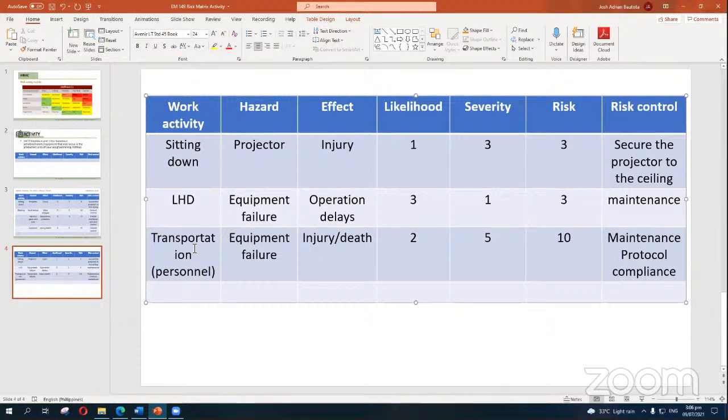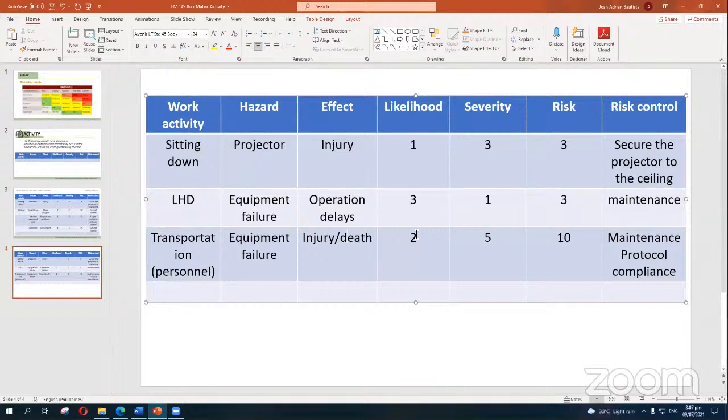Tapos yung isa pang hazardous activity, yung transportation ng personnel, yung elevator. Parang nakita ata ito nung pinakita yung mga videos ng PPP, yung overcrowding yun. Yung hazard niya is yung equipment failure din. At yung effect niya, pwede tayong ma-injure doon, pwede tayong mamatay, tapos pwede tayong ma-trap din sa ilalim ng matagal.